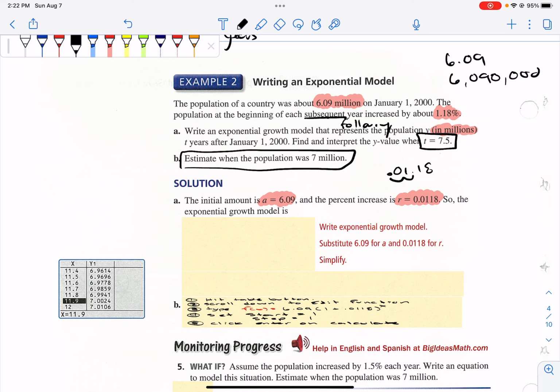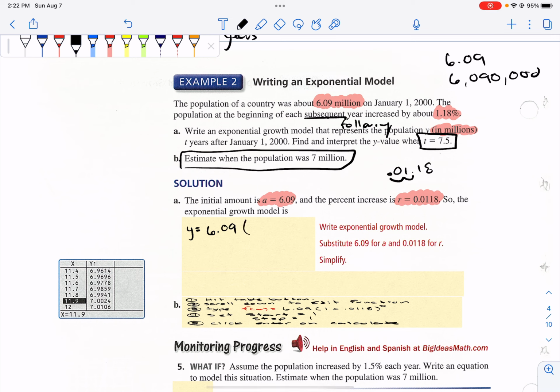So when I write my function, y equals, and I don't care if you do f of x or y equals, I'll accept both of those. Y equals, A goes first, 6.09. And I know that's millions, but right now 6.09 is good enough.